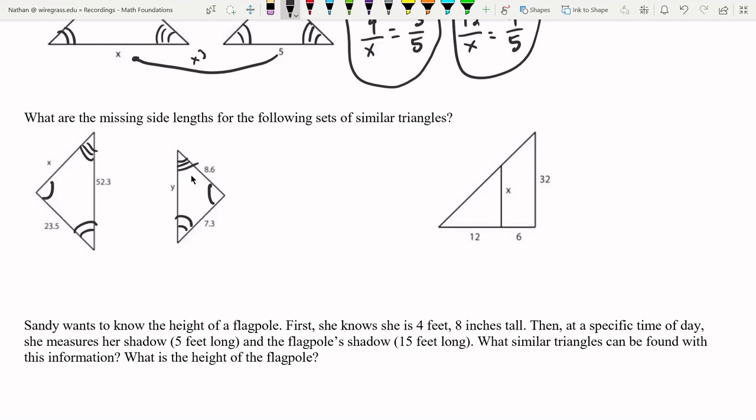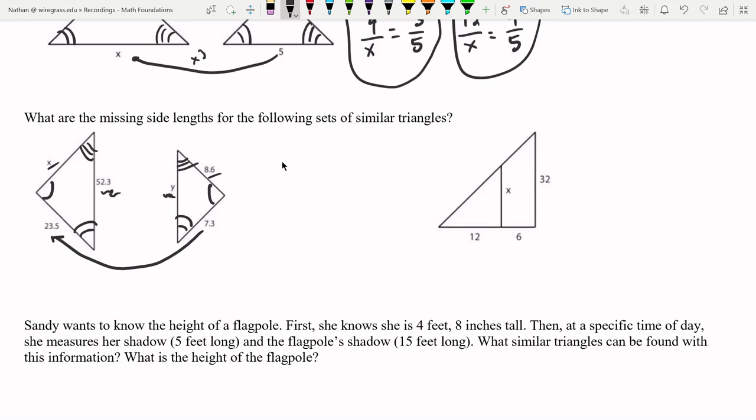X here references 8.6. And then 23.5 is the same side as 7.3. And of course, y and 52.3 are related to each other. So we can now create a lot of different proportions for this. I need to use these two sides because these are the sides that I know. 7.3 times what is 23.5. That's the scaling that we're going to use. And then I can use this one to find x, and I can use these two to find y.